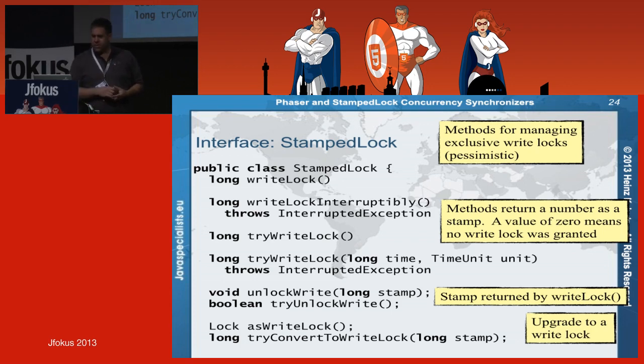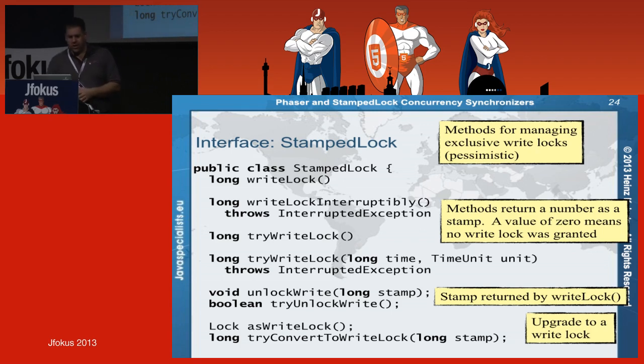So these are all methods for managing the write locks, exclusive locks, and these are always pessimistic locks as well. The number that we get back tells us whether or not we got the lock, and a value of 0 means we did not get the lock. So, for example, the tryWriteLock method would give back 0 if it cannot give you an exclusive lock, whereas in the other lock, it would just be a boolean. We can also lock with a timeout. We can unlock the write, and we can try to unlock the write.